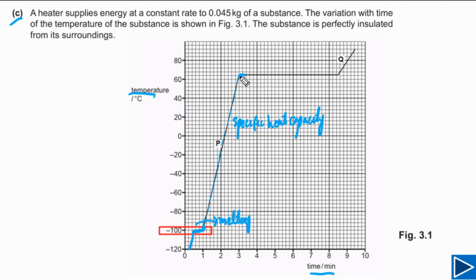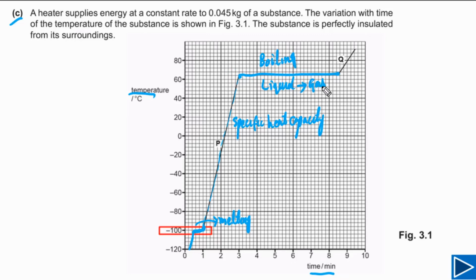Now if you look at this, this is again a horizontal line. So what is happening here? In this case, the phase is changing now. Here the substance was melting, here the phase is again changing. So in this case, substance is boiling now. So it simply means that the liquid is changing into gas.